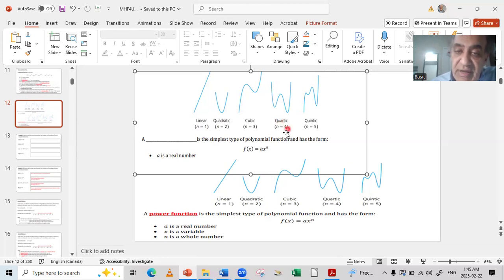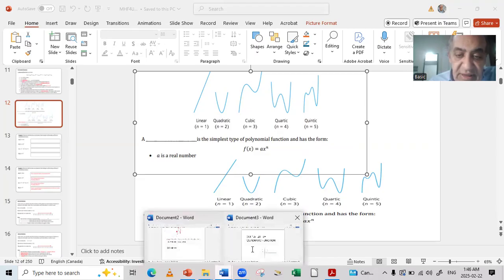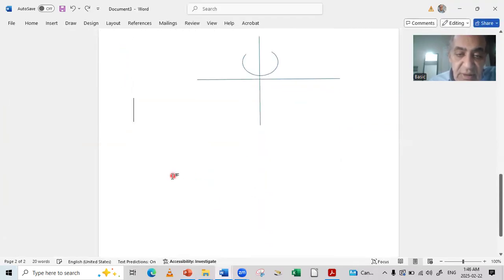So here I have n equal to 4, then the number of turns means the curve will change its direction. It will change its direction. So as an example, it was going down, then it will go up. Then it will go down, then it will go up, like that way. So the number of turns will equal n minus 1. That will give me the number of turns.